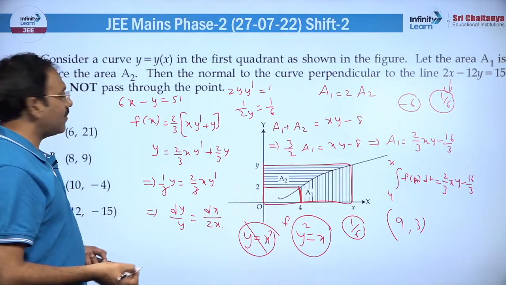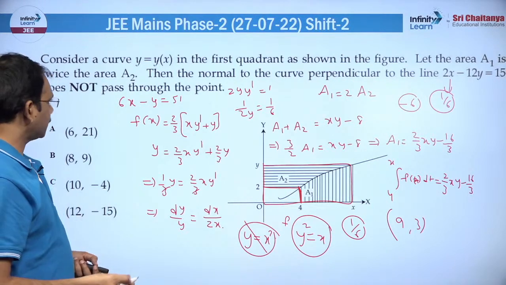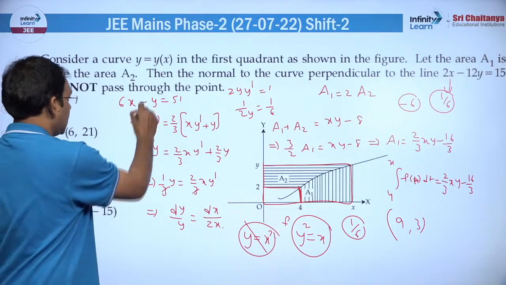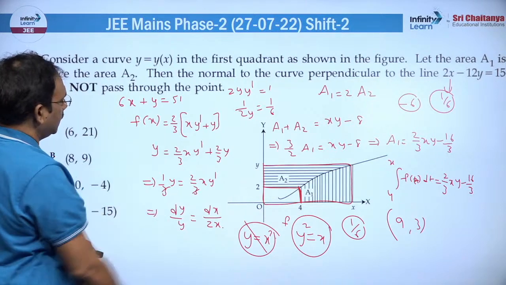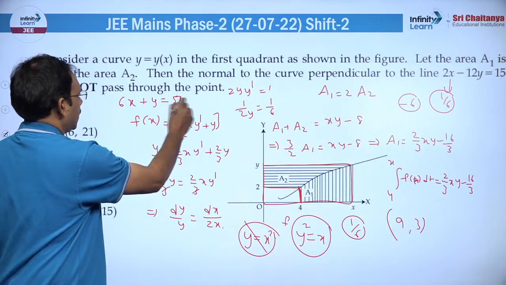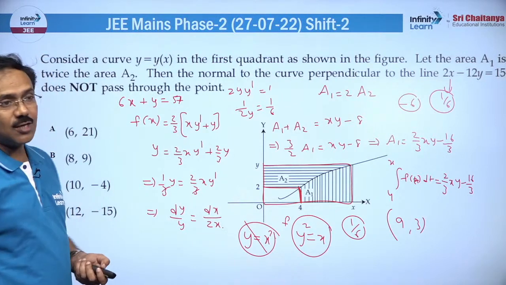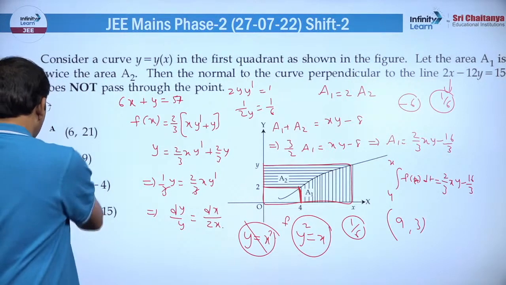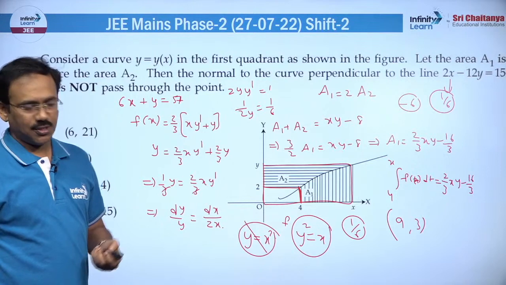Okay. Fine, my dear friends, slope minus 6 means 6x plus y is 57. This is the one. You just see which point does not pass through it. So, C will not satisfy this, that is the answer, right.